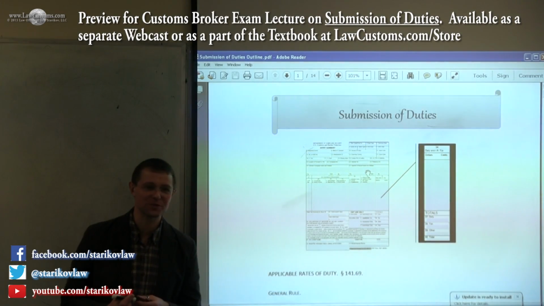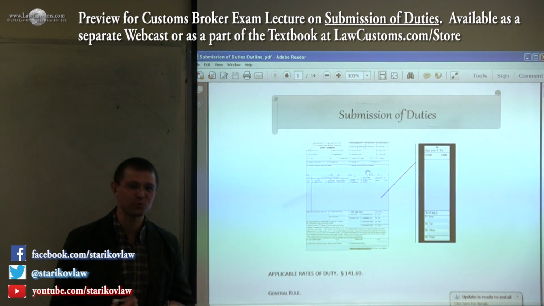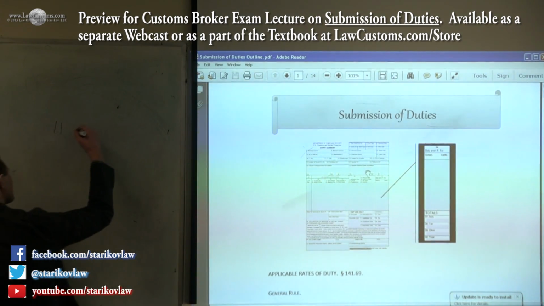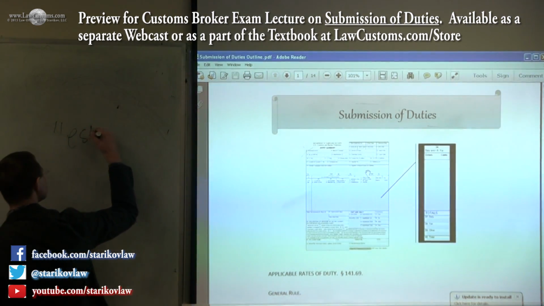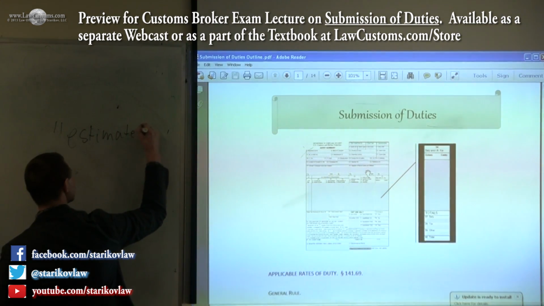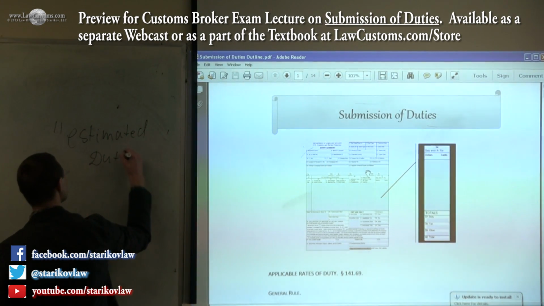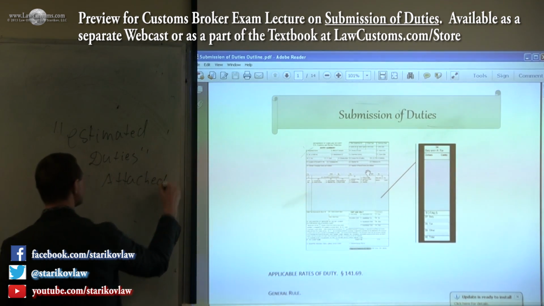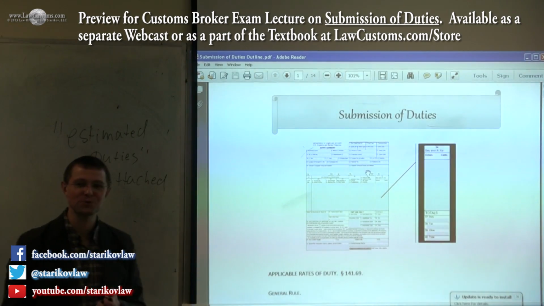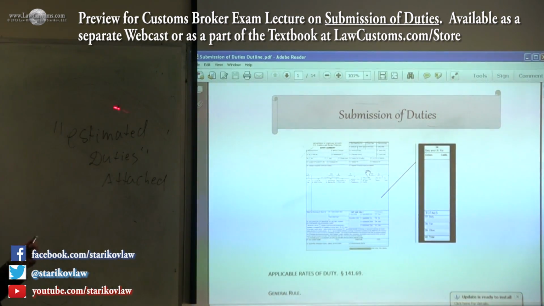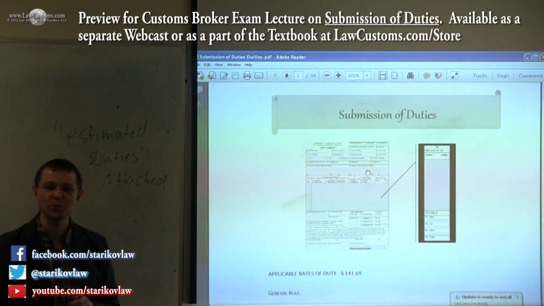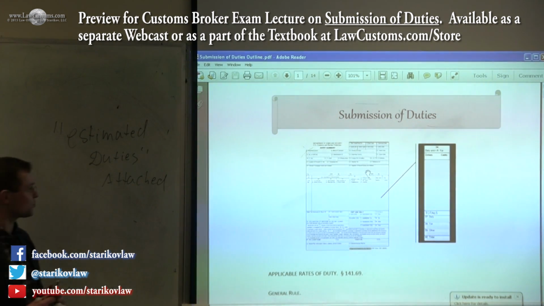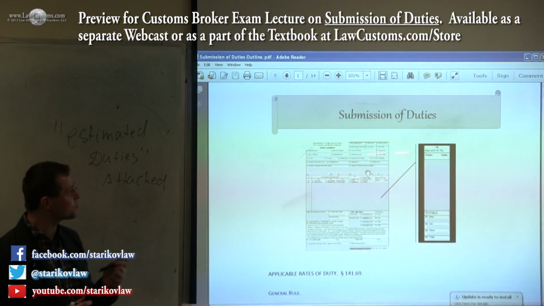Now we need to discuss when and how, in what form, to actually give money. So far we dealt with this cryptic word, usually estimated duties attached. But really, we try to give no definition to this one. So what form, how do you do that, and what is the process of doing that is subject to the discussion.